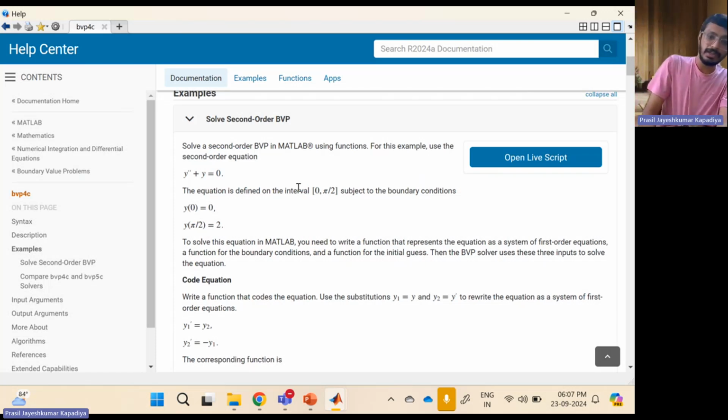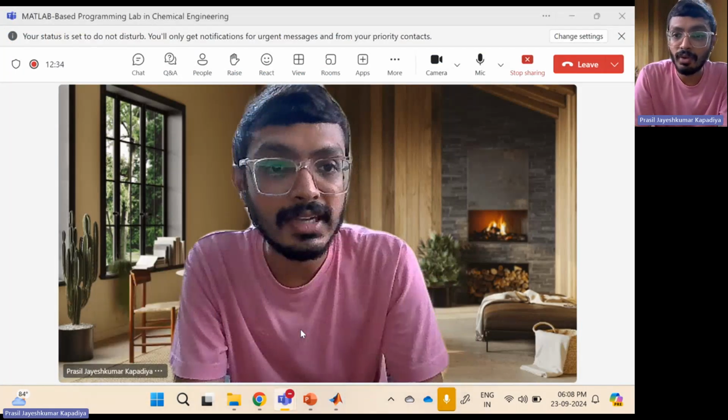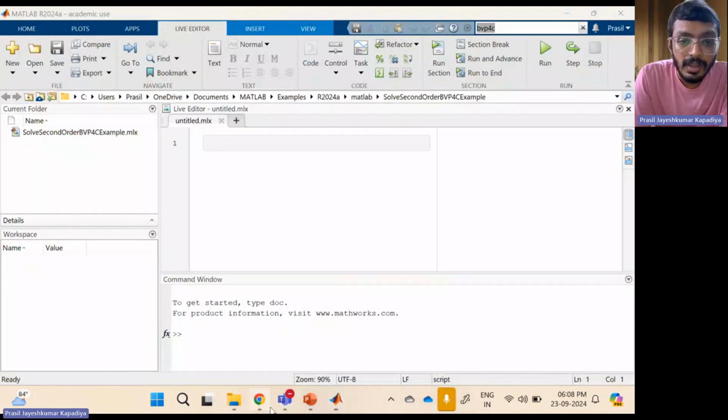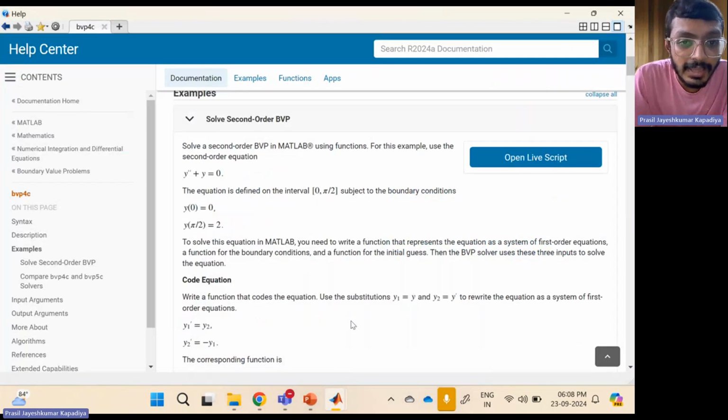So first let's try to understand this problem. Let's try to do it here first, and then we will write the code. The problem is d square y by dx square plus y is equal to 0. It is given that y is equal to 0 at x is equal to 0, and y is equal to 2 at x is equal to pi by 2.